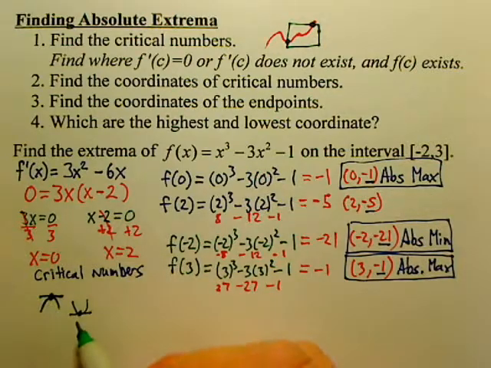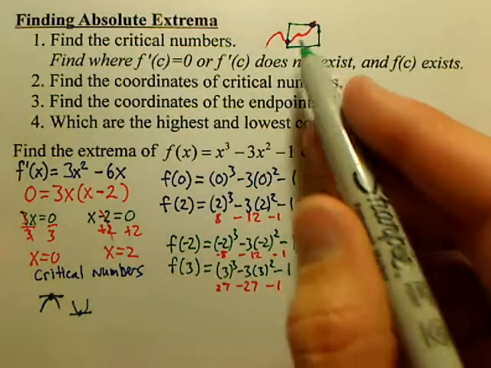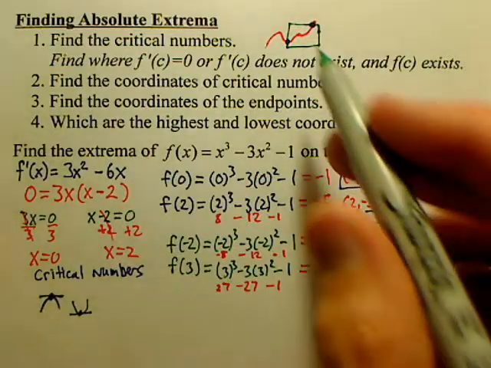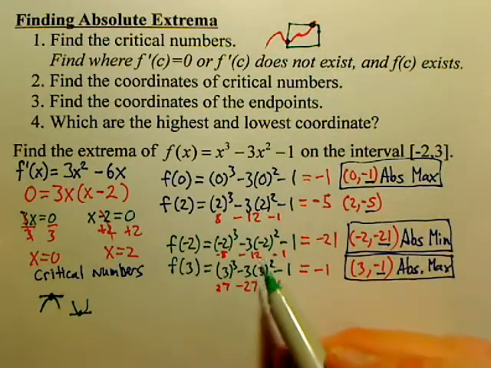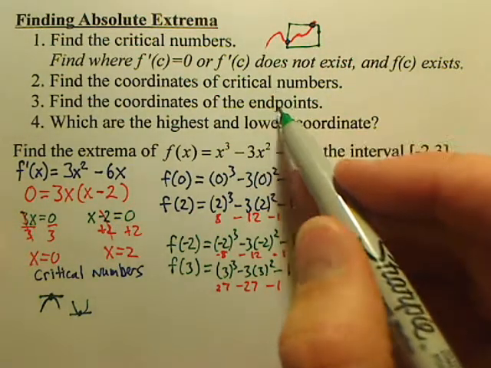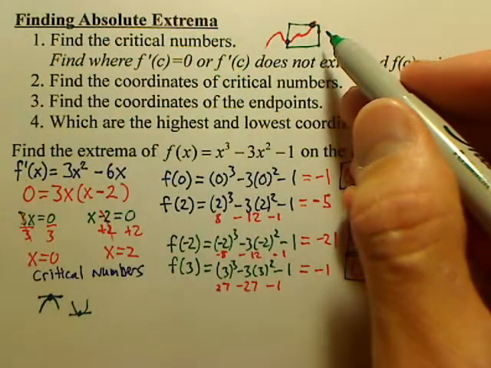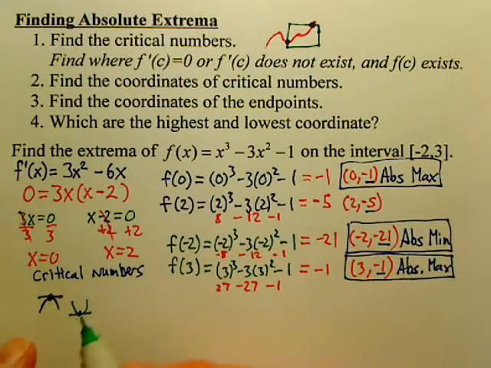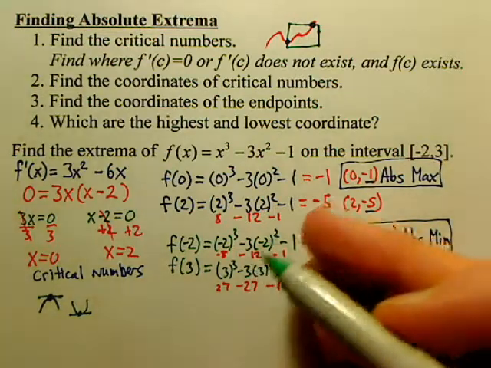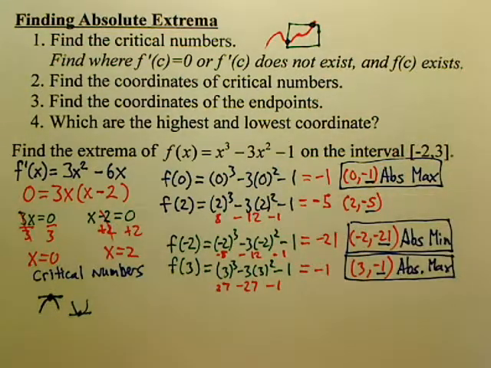Those could be the highest or lowest point on the interval, as well as the edges could be the highest or lowest point on the interval. So that's why we check critical numbers and endpoints, because they could be absolute maxes and mins. So critical numbers are important, they're critical.